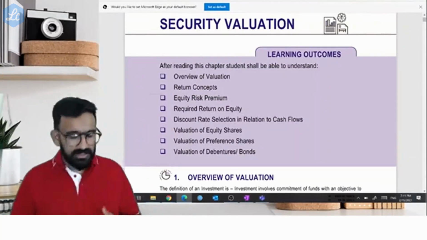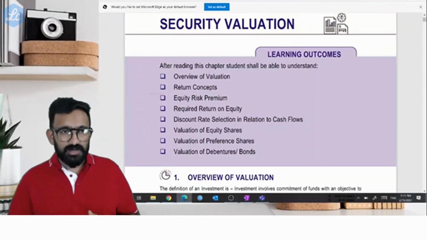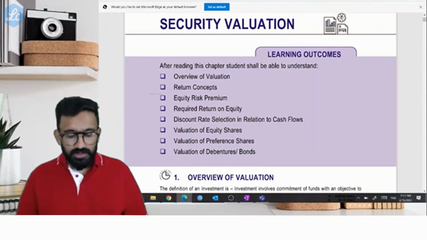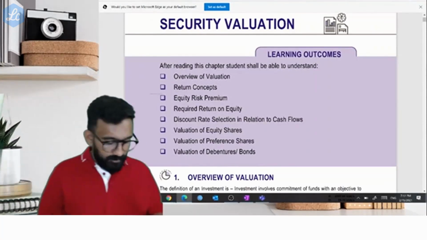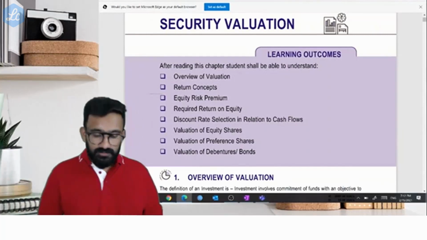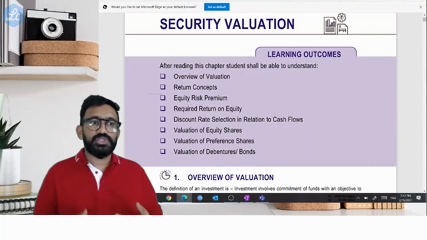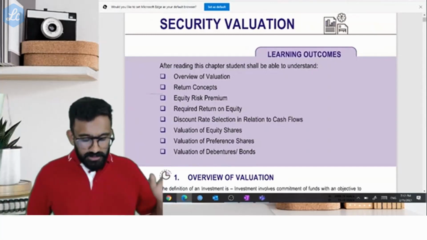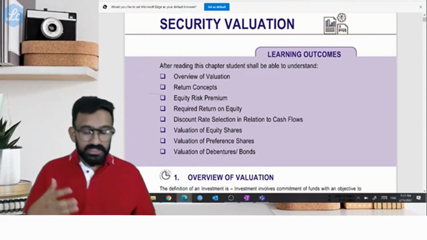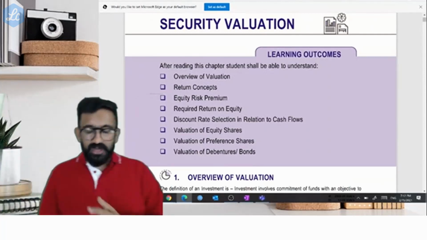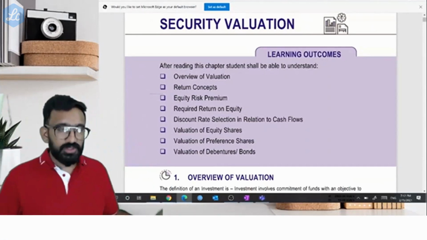We had a detailed discussion on the security analysis chapter, and we did not get enough time to concentrate on security valuation. That's why I'm taking this chapter here. Plus, I have a few questions sent to me from this chapter, which I can answer. I cannot take on the discussion unless I discuss a few concepts relating to value. That is how the entire chapter goes on.